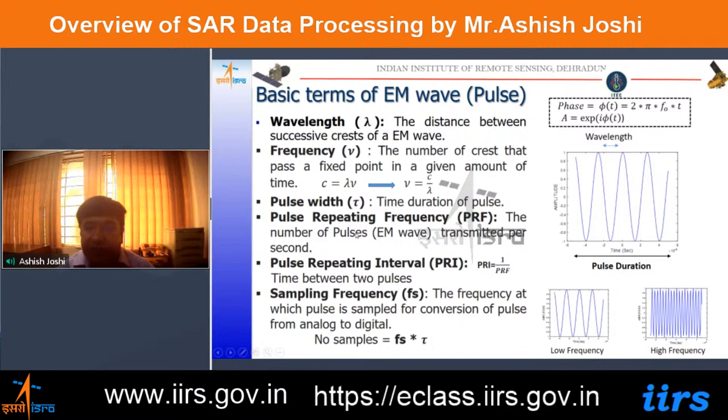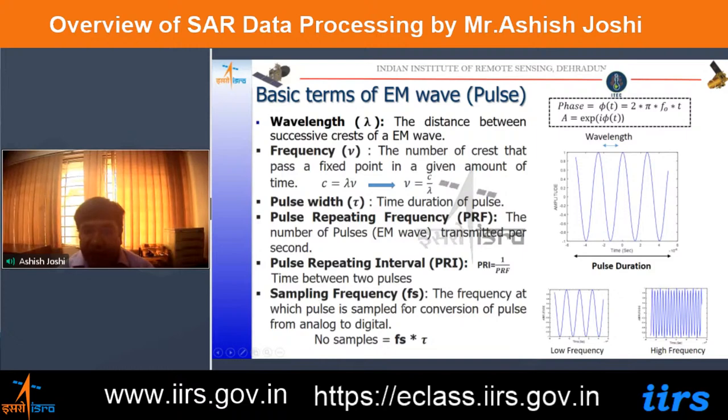And the fourth is the pulse repetition frequency, which is also called the PRF. The number of pulses transmitted per second. A number of pulses which are transmitted in 1 second is called the pulse repetition frequency. And the inverse of the PRF is the PRI. Means what is the time between two pulses? If radar is transmitting a number of pulses, the time difference between two pulses is given by the pulse repetition interval, and the time duration of a single pulse is called the pulse width.